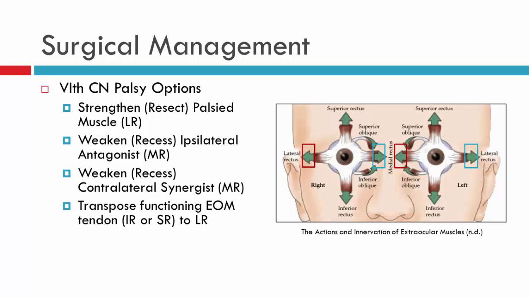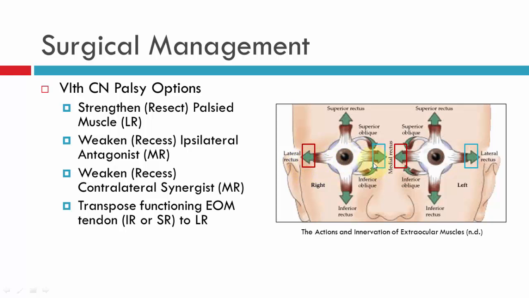Okay, let's move on to surgical management. In terms of surgical management, we're going to consider once again the muscle sequelae and look at operating on the muscles involved in the muscle sequelae. So let's assume a right lateral rectus. So here we have a right lateral rectus. It's weak, it's palsied. So one of the options is to strengthen this extraocular muscle.